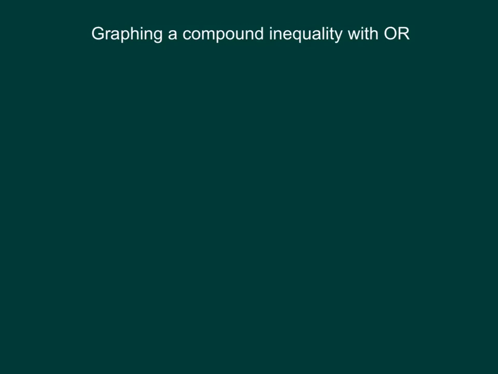In this video, we're going to learn how to graph a compound inequality with the word OR in the middle. We'll start with the example, x is greater than 4 or x is less than 2. This is a compound inequality because we have two inequalities with a word in the middle.